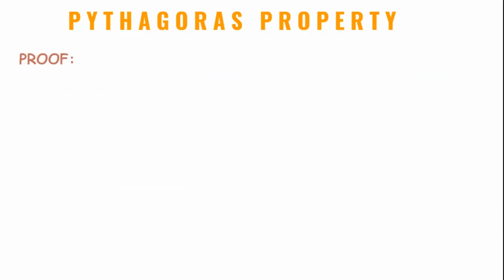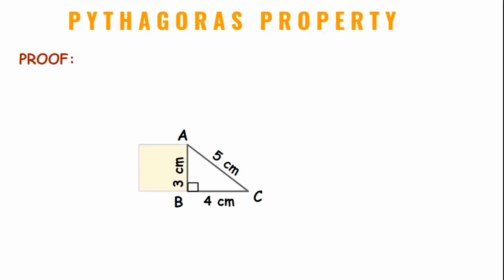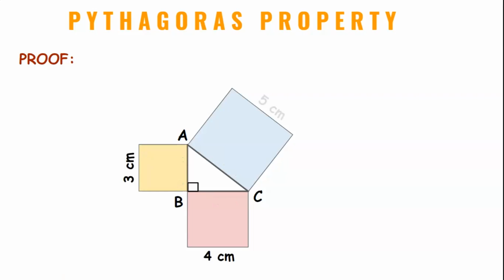For that, let us take a right triangle ABC of sides 3 cm, 4 cm and 5 cm. Now let us take a square of side 3 cm on side AB. Similarly, we take another square of side 4 cm on BC and a square of side 5 cm on AC. Now let us find the areas of these squares.